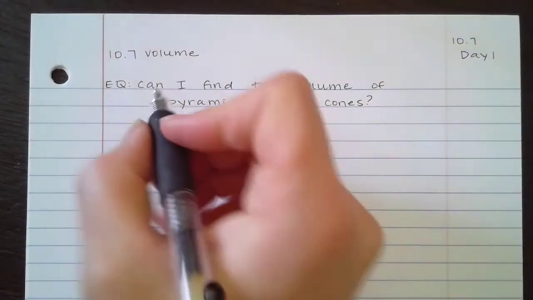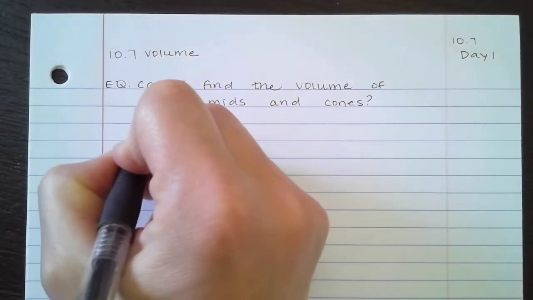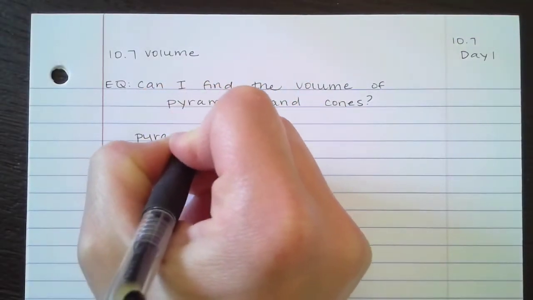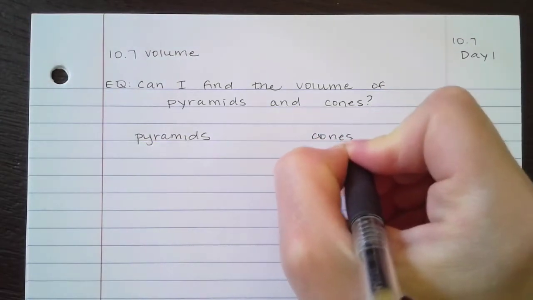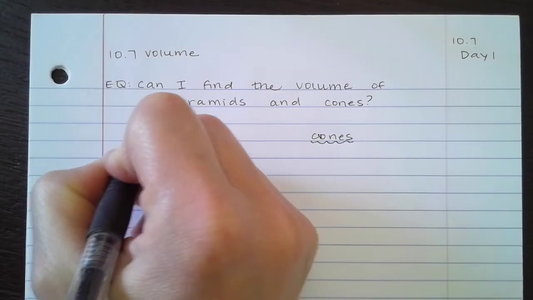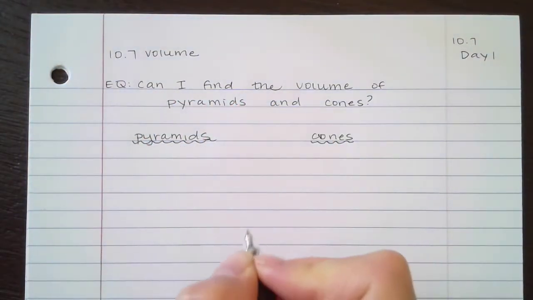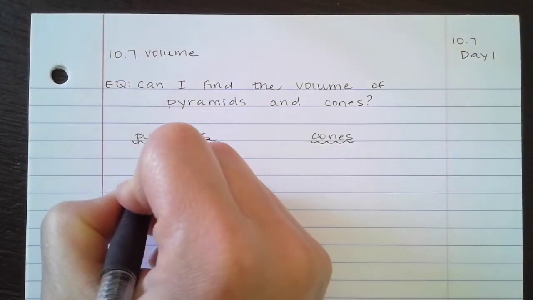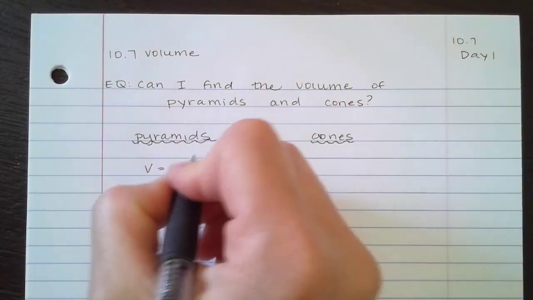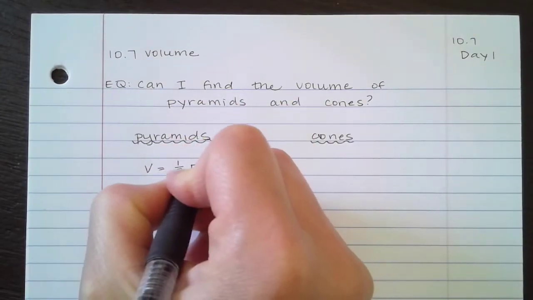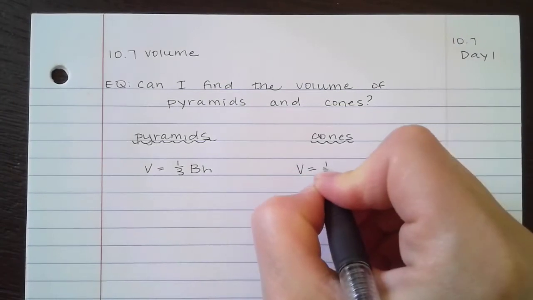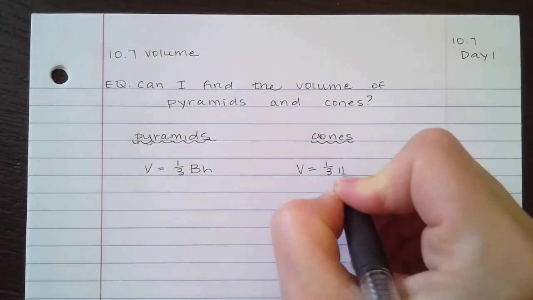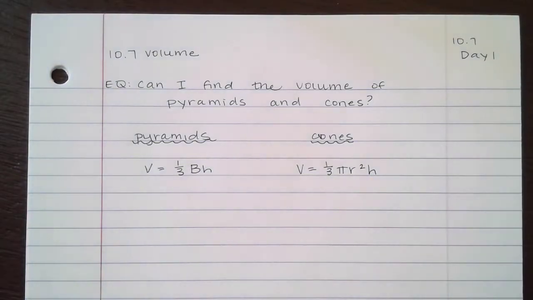So I'm going to write down our formulas. We have pyramids, and we have cones. The formula for the volume of a pyramid is 1/3 the area of the base times the height, whereas the cone is 1/3 pi r squared times the height.